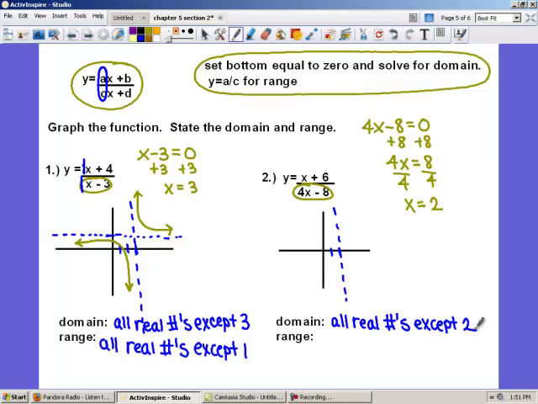Okay, now let's look at the range. Remember, it's a over c. A is 1 and c is 4. So my range is going to be 1/4. And you're going to have to estimate that. So about 0.25 up. And you're going to write all real numbers except 1/4. Okay, now it's time to draw the graph. I'm going to draw my little curves and make sure that I stay above that and then below those.